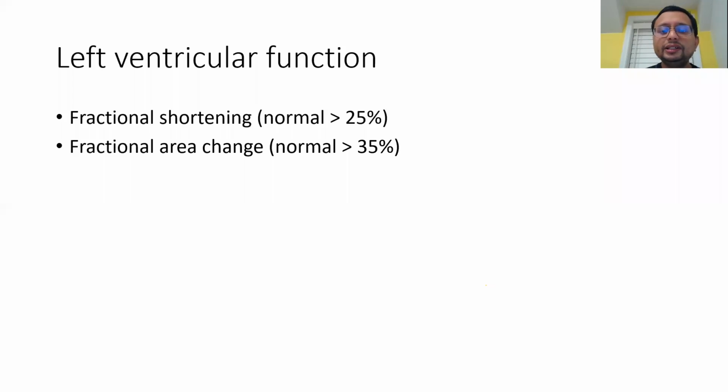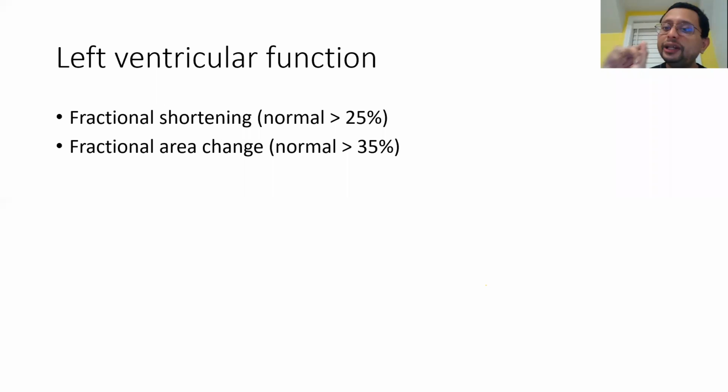What about fractional area change? The normal is 35%. So what is fractional area change? This is a 2D measurement. For example, you have the left ventricle in diastole, you trace the area. You have the left ventricle in systole, you trace the area. Then left ventricular area in diastole minus left ventricular area in systole over left ventricular area in diastole times 100. Normal is more than 35%.